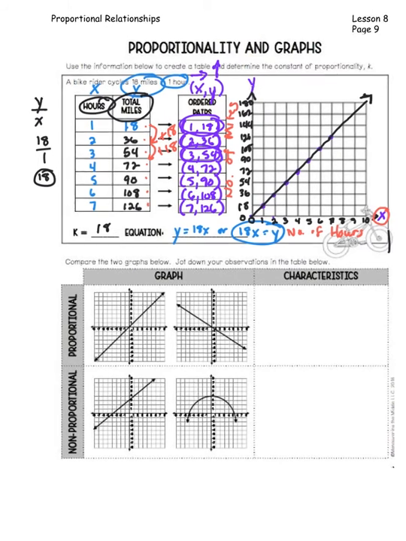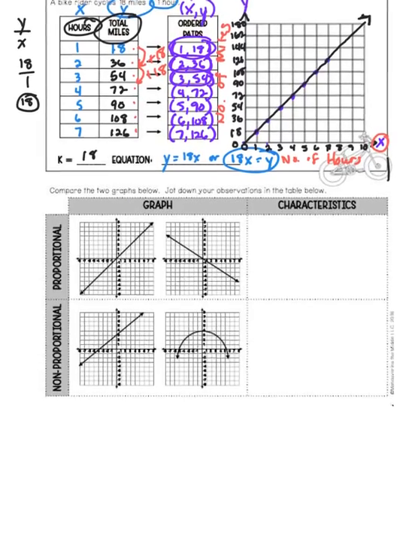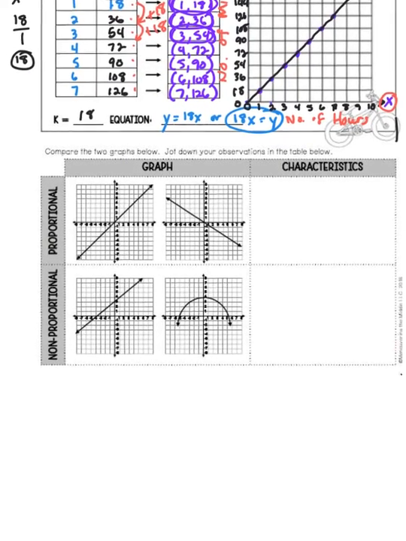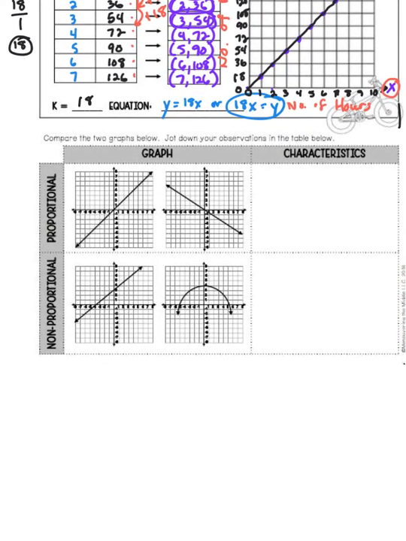So now let's see, based on what we've done, we're talking about graphs and proportionality in graphs. They're going to give us a couple examples to look at. So it says, compare the two graphs below. Jot down your observations in this chart or this table below.